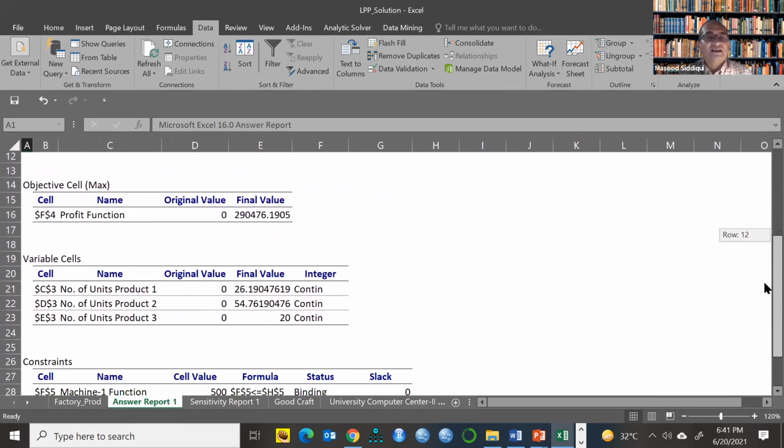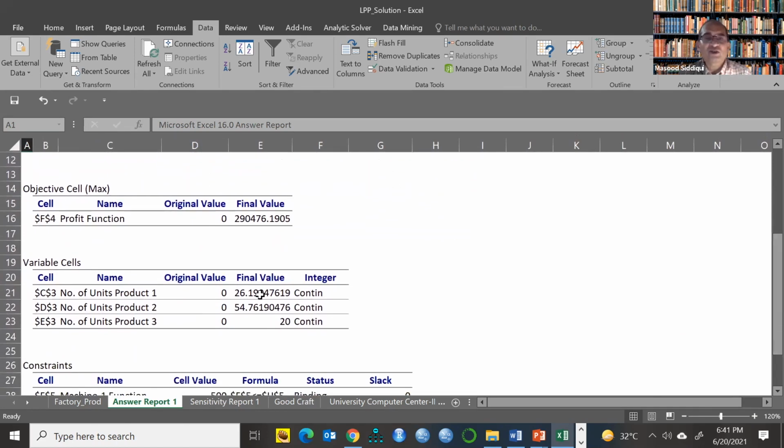Here, the value for product 1 is 26.19. It has been discussed. The value for product 2 is 54.76 and the value for product 3 is 20. And the corresponding maximum profit is 2,90,476.